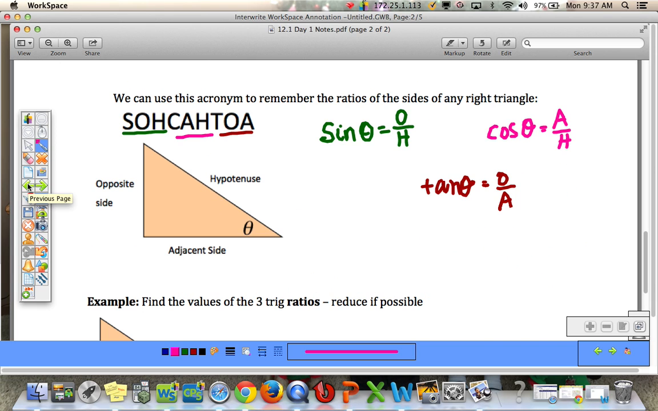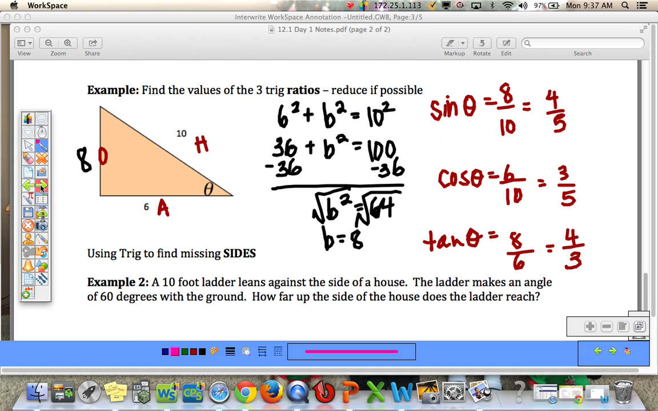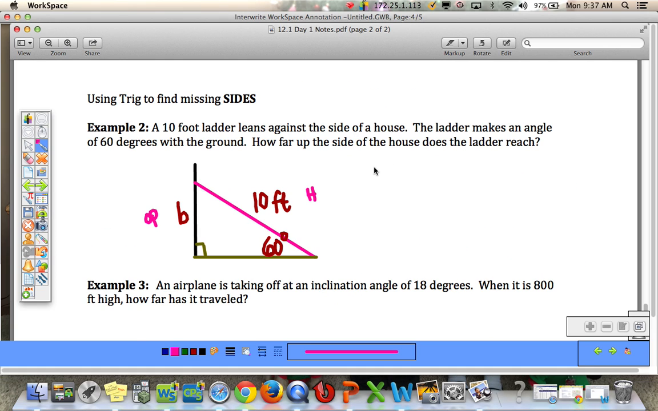So if we take a look at sine, cosine, and tangent, O and H is sine. I said O and A, I meant O and H. So we're going to say sine of 60 degrees, our angle, equals the opposite side, which is B, over the hypotenuse, which is 10. And then you're going to cross multiply and solve. So if we cross multiply, we can put this over 1. We'll have B equals 10 sine of 60.